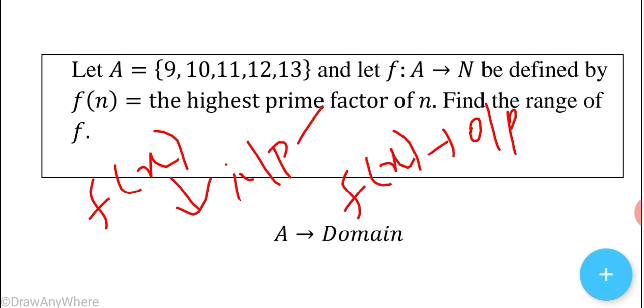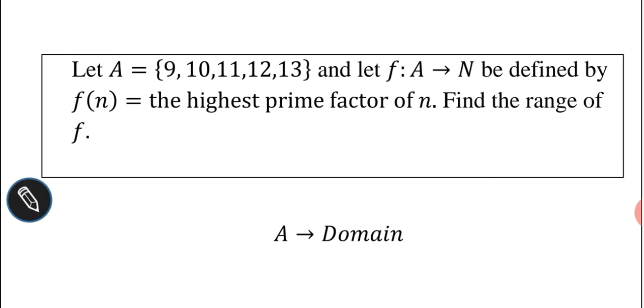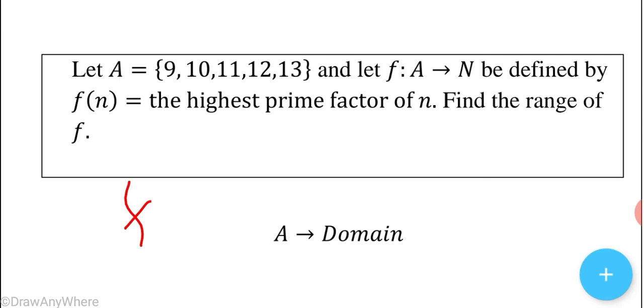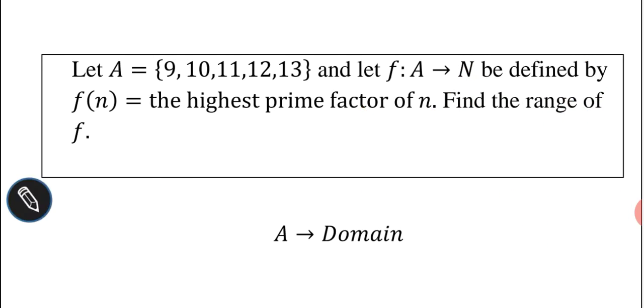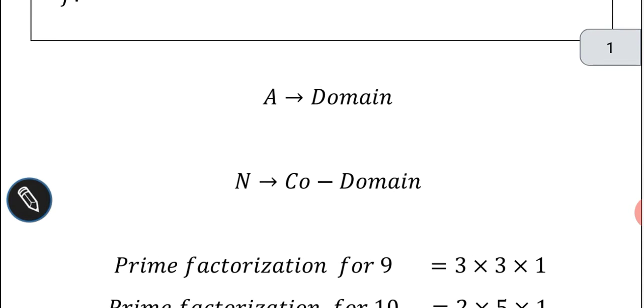Input is also called the domain, and output is also called the range. In the given problem we have f(n), so n is the input or domain, and f(n) is the output or range. So A is the domain, and N is the codomain.